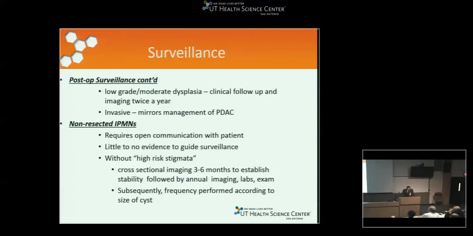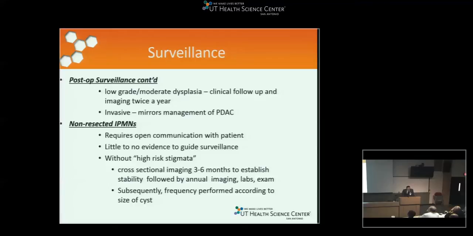So non-resected IPMNs present a bit of a challenge. They require open communication with the patient because you are obviously leaving a potentially invasive cancer in their abdomen. There's little to no evidence to guide the surveillance of these lesions, but without high-risk stigmata, it's generally accepted that you can obtain cross-sectional imaging at 3 to 6 months to establish stability, and then proceed with annual imaging, labs, and exam according to the size of the cyst.